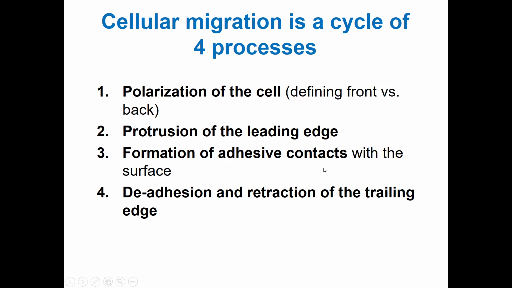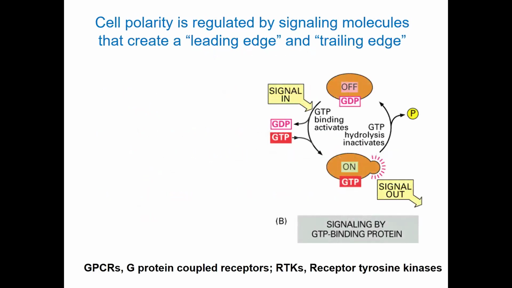Third is formation of adhesive contacts. When one side is extended, it adheres to the substrate so that the whole body of the cell can be pulled toward the front side. Fourth is de-adhesion and retraction of the trailing edge. The front side adhesion is necessary, but back side de-adhesion is also necessary so that the whole body of the cell can move toward the front. So these four steps characterize cell movement.